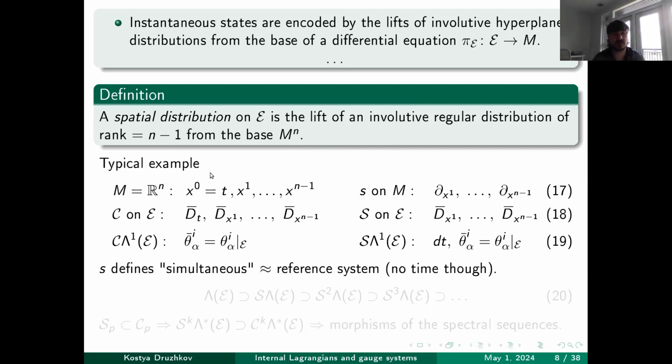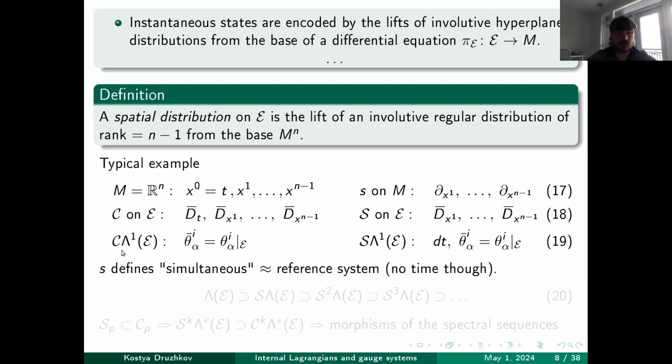A typical example is when M is just an n-dimensional real vector space with coordinates x0, x1, etc., xn-1, and the coordinate x0 plays the role of time. We can consider a spatial distribution on the base. This distribution is spanned by partial derivatives with respect to x1, etc., xn-1. Besides, we have the Cartan distribution on our equation manifold, and this Cartan distribution can be described in terms of lifts of the corresponding partial derivatives. These total derivative operators denote lifts of the corresponding partial derivatives. Since it's a connection, we can lift everything. And then the corresponding spatial distribution on epsilon is given by lifts of spatial derivatives, that is dx1, etc., dxn-1.